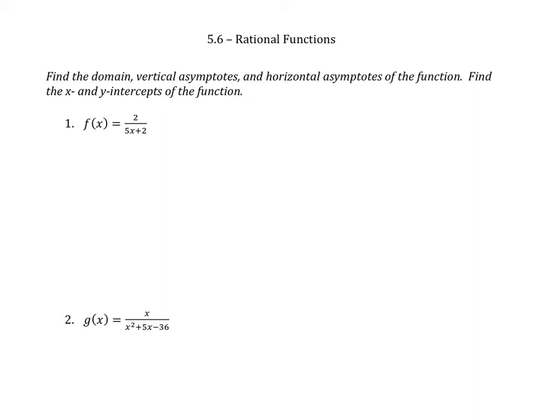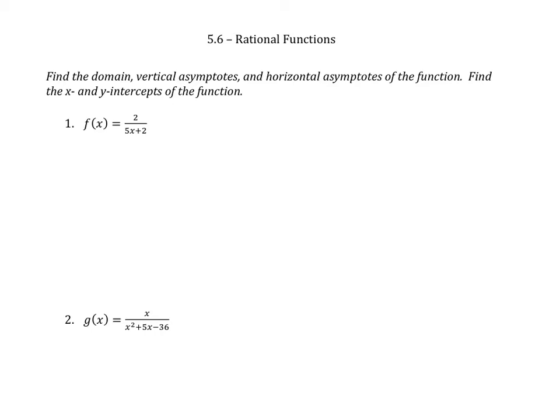The first thing we're going to look at is these examples of rational functions, and we're going to talk about how to pick out pieces of information from the function. This is building up toward graphing these. In this first one, we want to find the domain, the vertical asymptotes, the horizontal asymptote, and then the x and y intercepts.